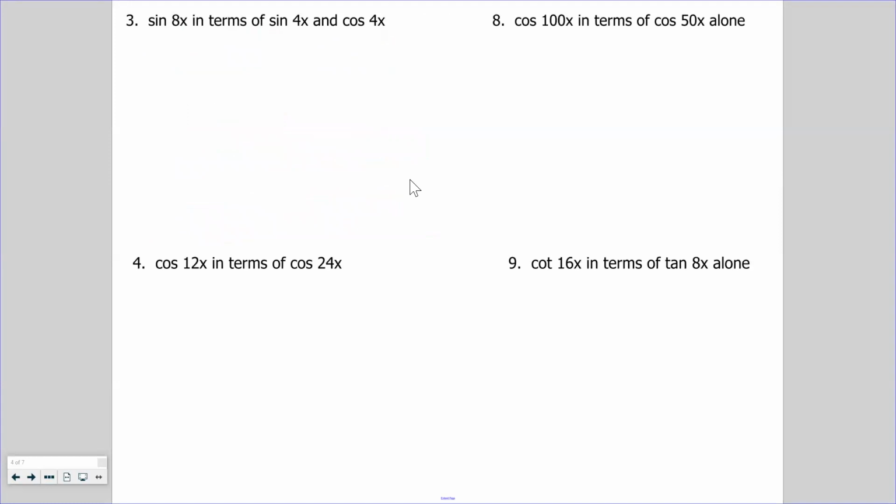Okay, I'm going to do these ones with you guys, and then I'm going to give you some time to work through the other ones before I walk through the solutions for those. So let's take a look at 3, 4, 8, and 9. These are a little bit shorter than 1 and 2.